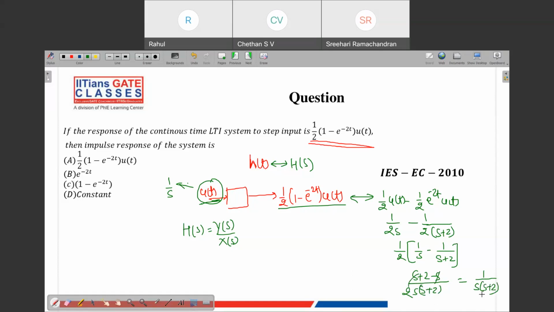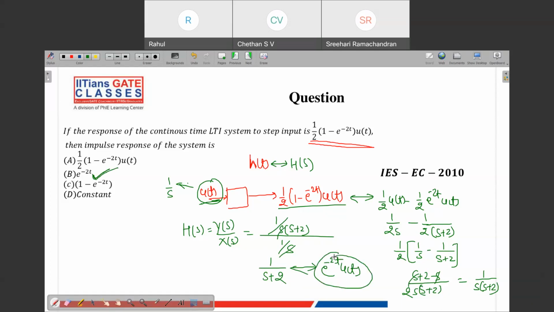Now let's calculate. I'll put the output Laplace transform and then the input Laplace transform. This will cancel out, and you'll get 1 by s plus 2. For 1 by s plus 2, the inverse Laplace transform will be e to the power minus 2t into u(t). Here u(t) was not written by mistake, so this will be the correct answer.